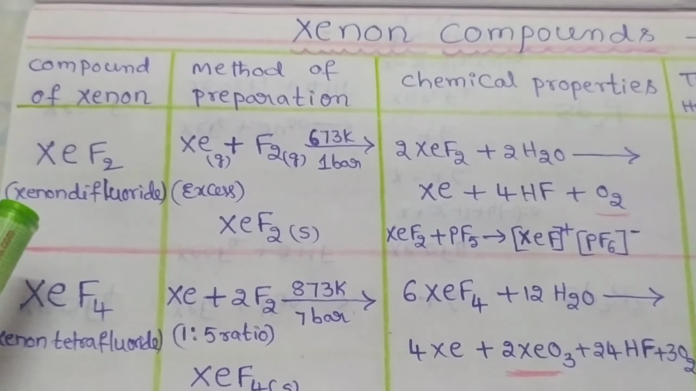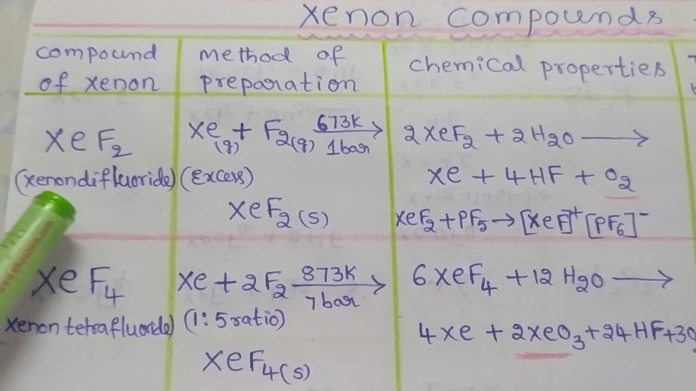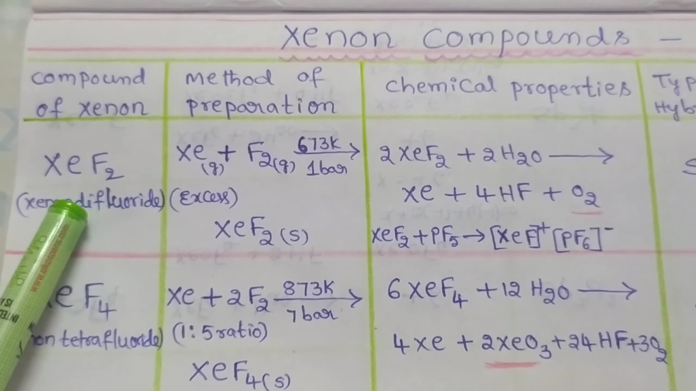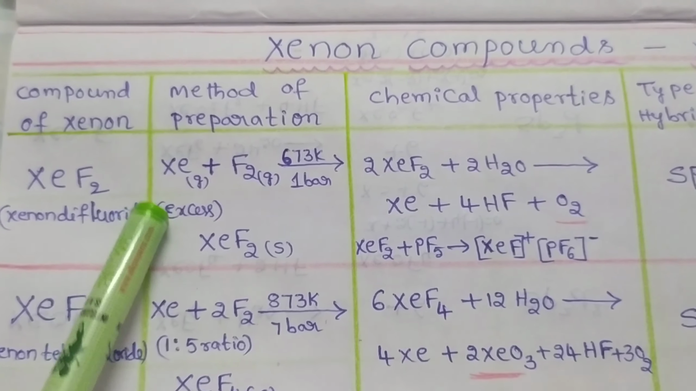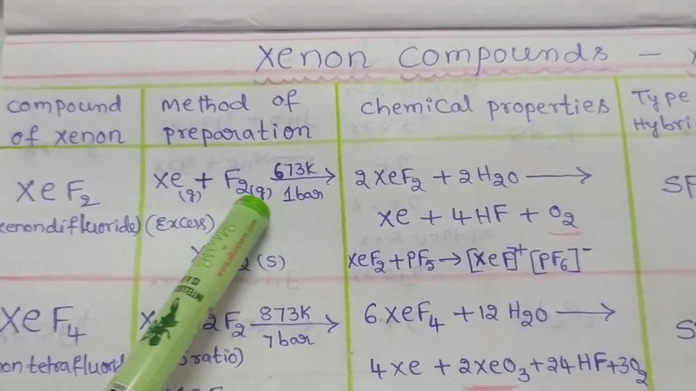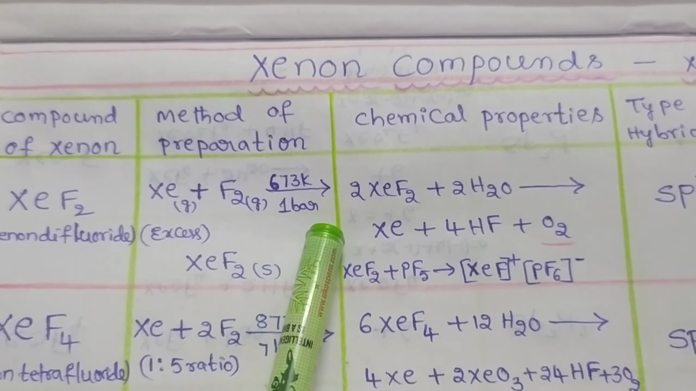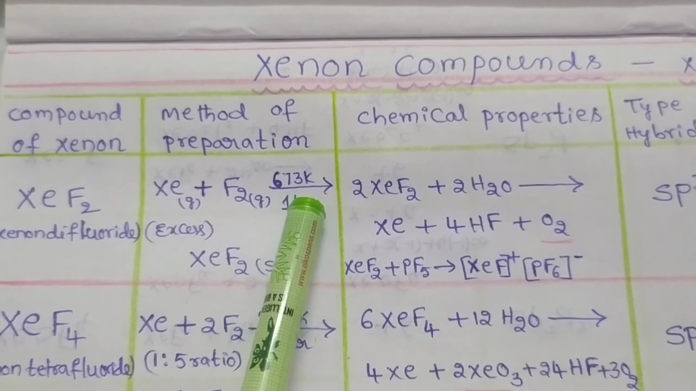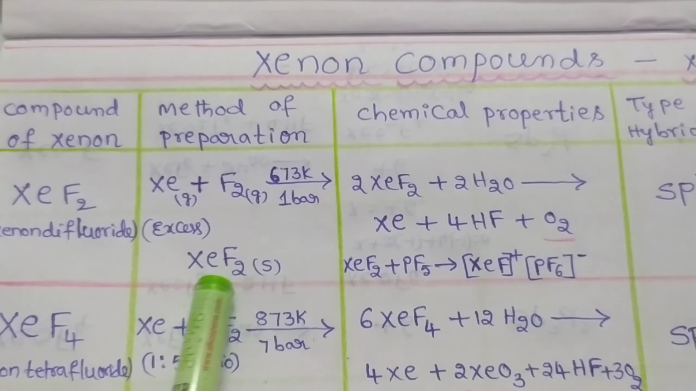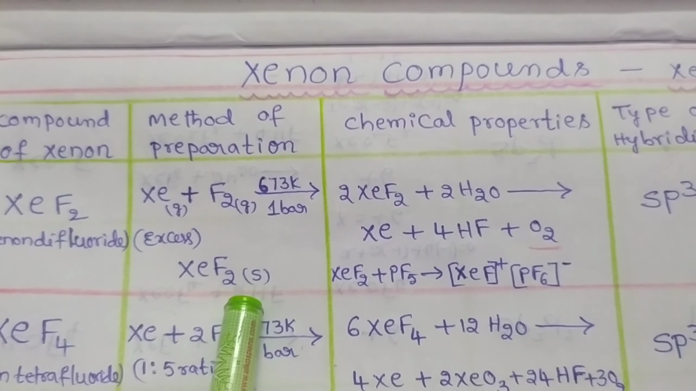First we discuss xenon fluorides, that is xenon difluoride, formula XeF2. Method of preparation: when excess of xenon is reacted with fluorine and it is heated up to 673 Kelvin temperature and 1 bar pressure, it forms xenon difluoride.